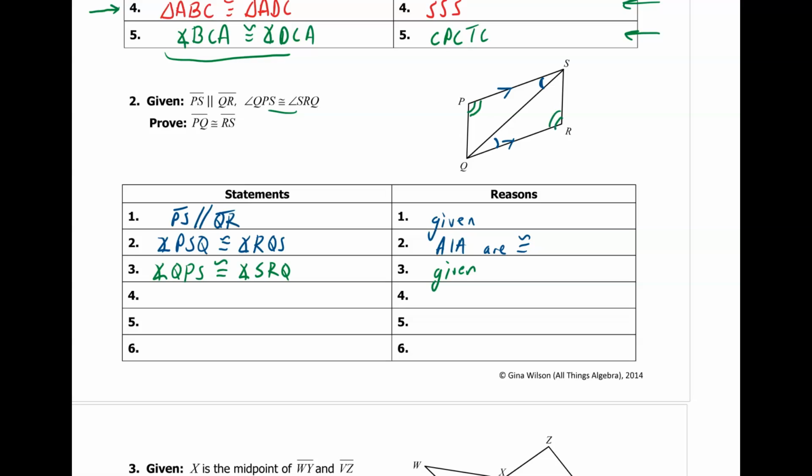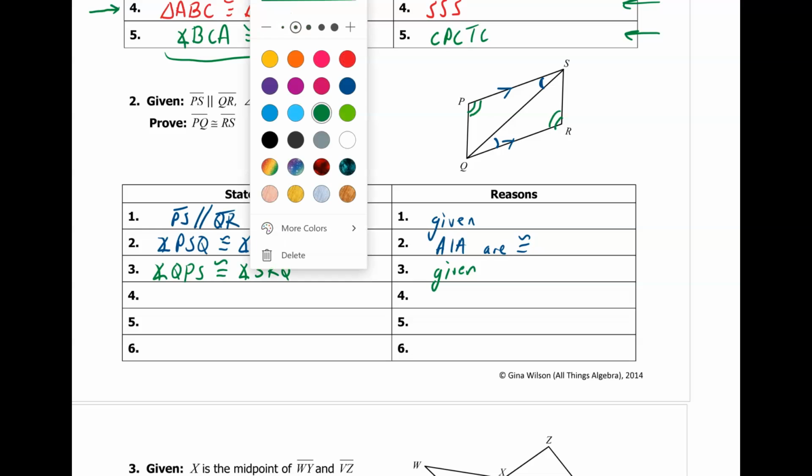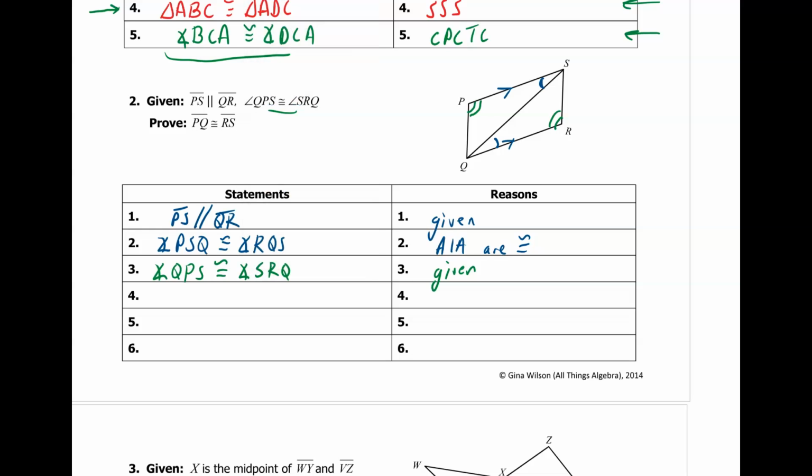Now I've got one more thing I can pull out of the diagram, and I'm going to do that in this color, and that is the same side. So let me write it. SQ is congruent to SQ. So this is same side. And now I'm ready for observing here that I've got angle, angle, side is congruent to angle, angle, side. So there's my shortcut. I'm able to say the two triangles are congruent.